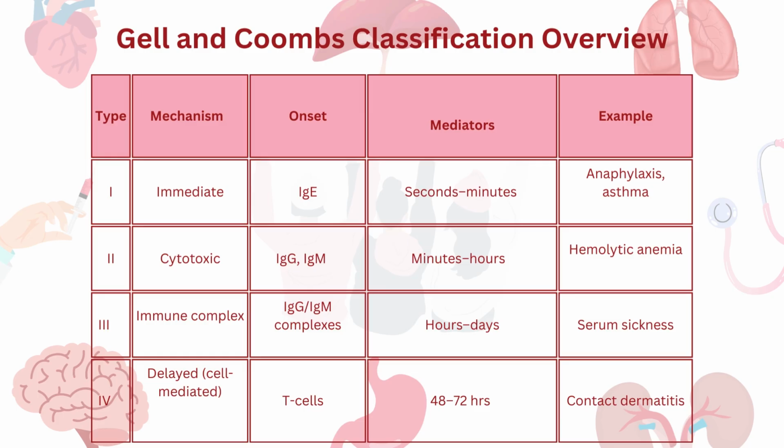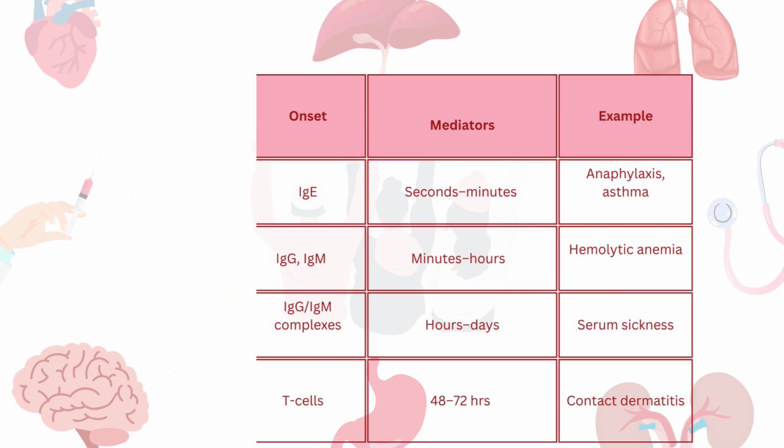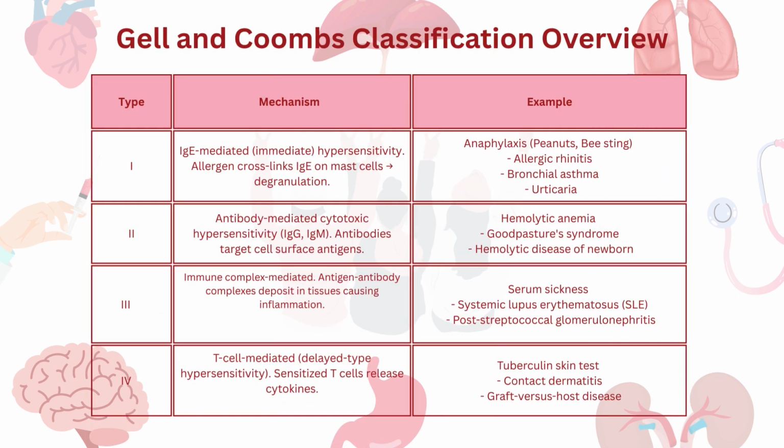Type 1 is the immediate hypersensitivity, which is also known as anaphylaxis. It is mediated by IgE antibodies. Examples of type 1 hypersensitivity reactions include allergies from peanuts and bee stings, allergic rhinitis, bronchial asthma, and urticaria. All of these are examples of type 1 hypersensitivity reaction.